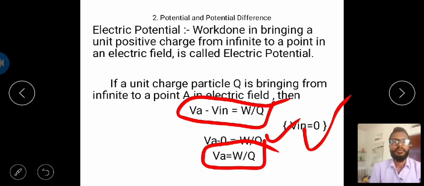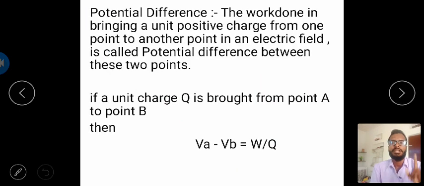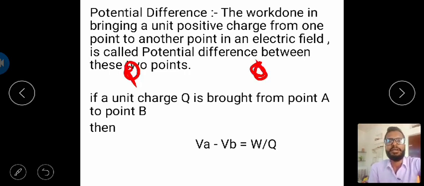Alright. What is electric potential? When we are bringing a unit positive charge from infinity to a particular point. That's it. And what is potential difference? The work done in bringing a unit positive charge from one point to another point, not from infinity.